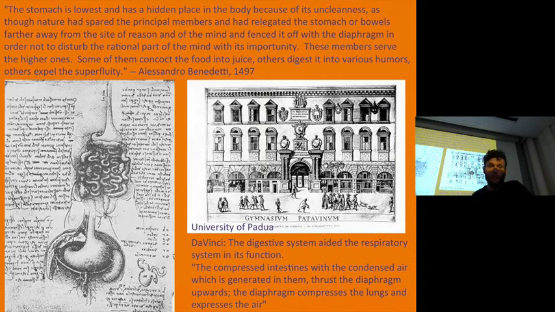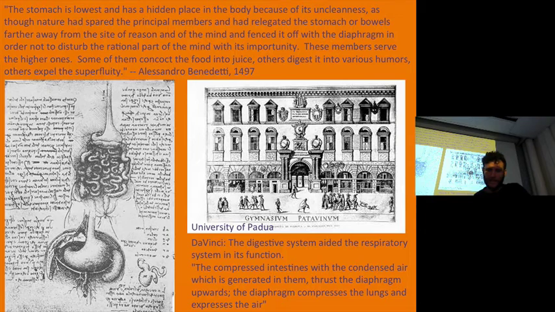So when he says superfluity, this hints at the fact that there are aspects of food that are required, and then there are, of course, the superfluous elements which the body excretes. But there are things in food that are necessary for life. Da Vinci had this to say. He believed that it helped the respiratory system in its function.